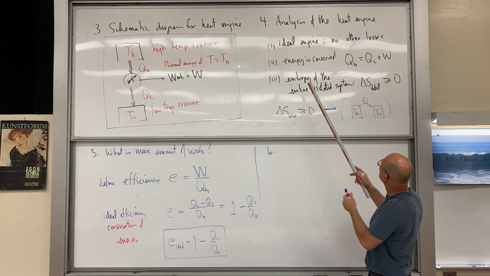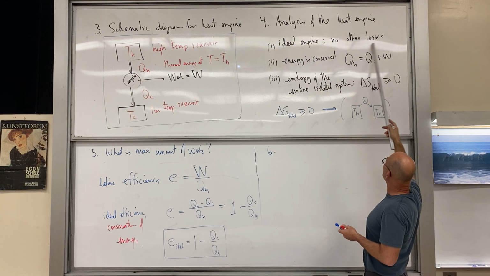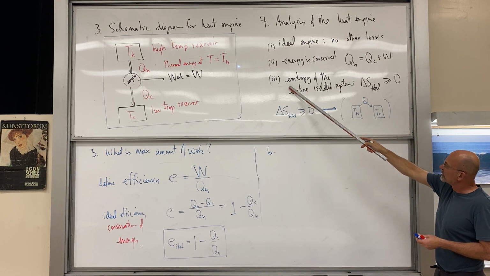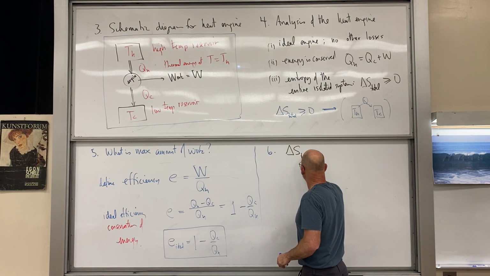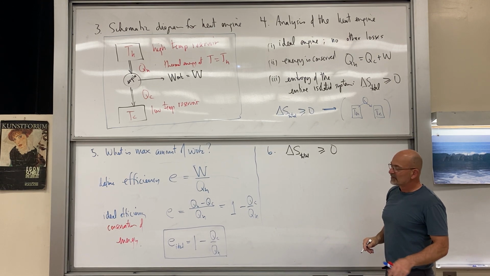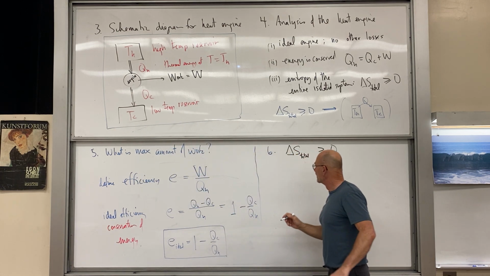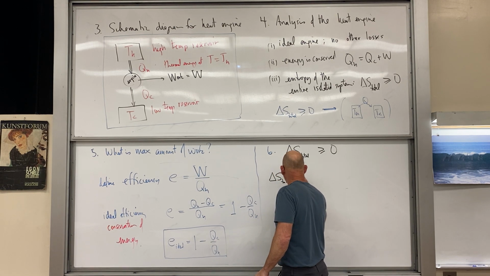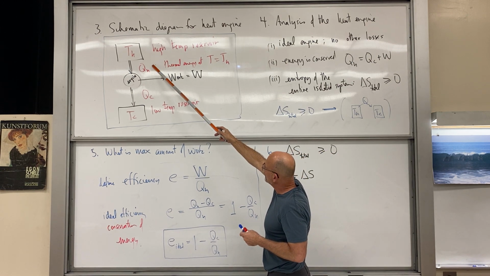So what have we done so far? We've used the energy as conserved right here, postulated this, that actually implied the second line. Now we're going to use law number 3 right here: delta S total greater than or equal to 0. So what is delta S total for this process here? It's going to be delta S for this process right here.